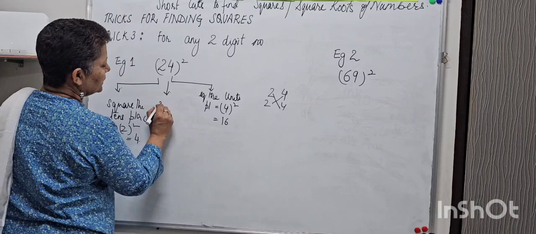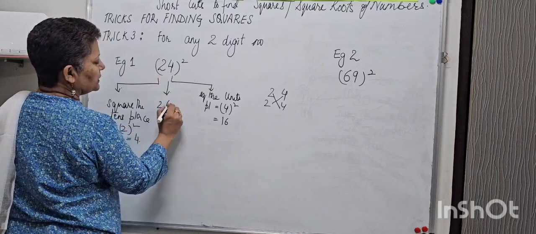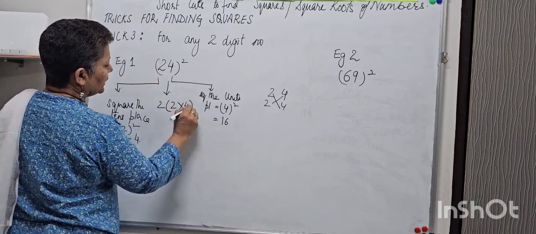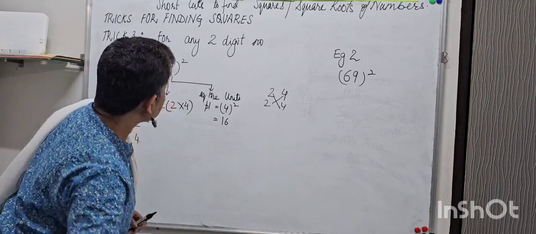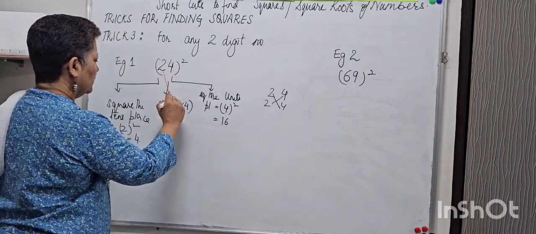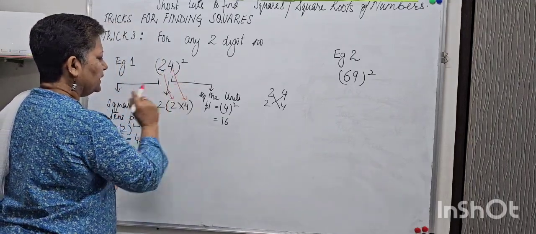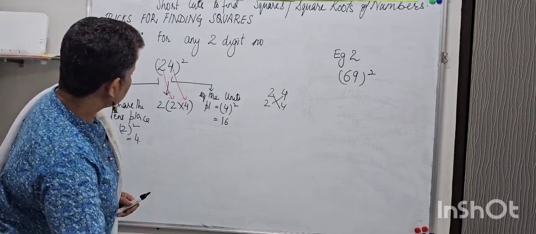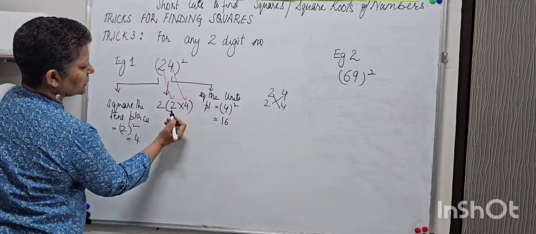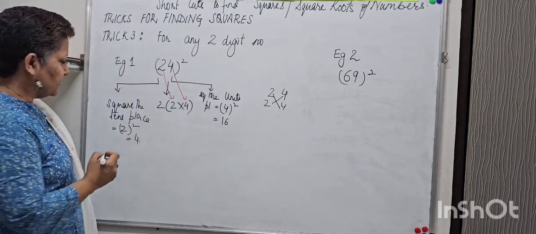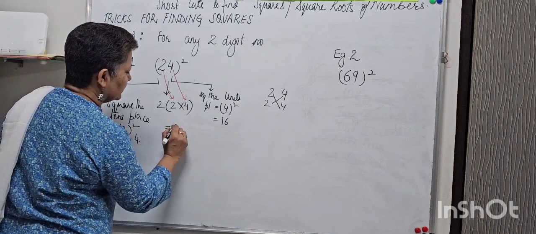So here it's going to be 2 times 2 into 4. From where did you get 2 and 4? 2 is this 2 here and this is the 4 here, right? So you get 2 times 2 into 4. 2 into 4 is 8. 8 into 2 is 16. So this is your 16 here.